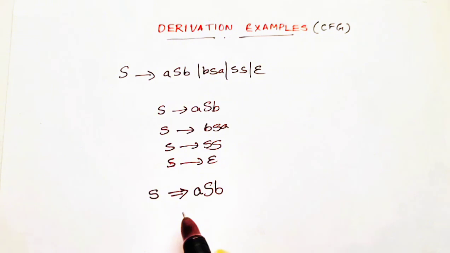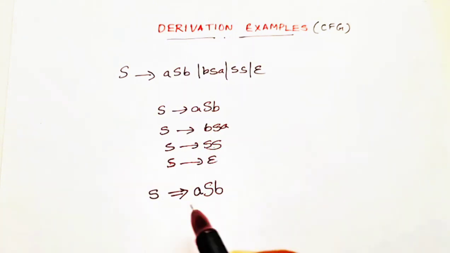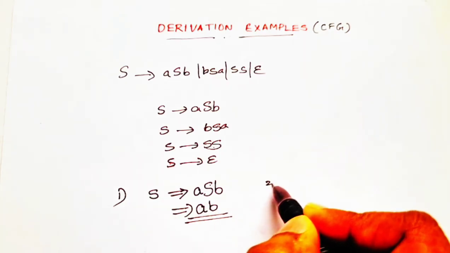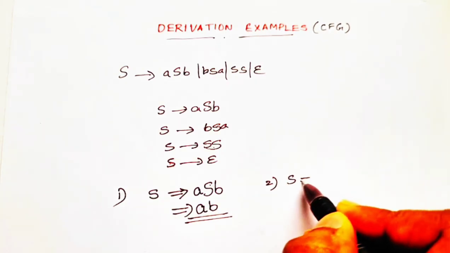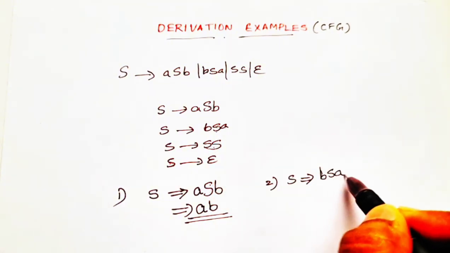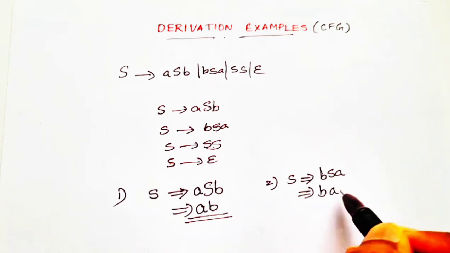S derives aSb. In place of this S, you can place this or this. Let me take epsilon directly. If I place epsilon, what I will get? AB. Means you will be able to derive the AB string from this grammar. Okay, this is the first string. Let us derive one more string. Let me take this time bSa. In place of S, I will take epsilon. What am I deriving? BA.